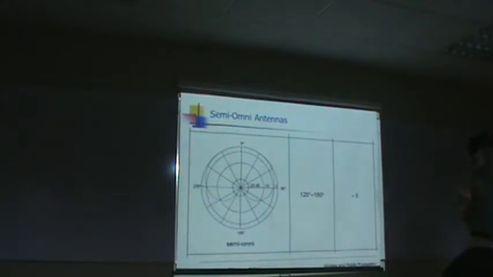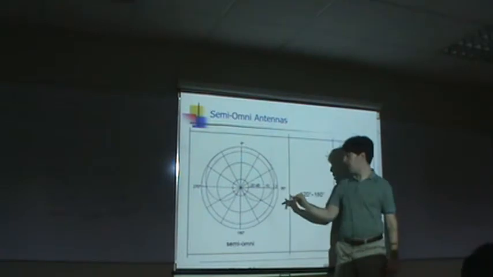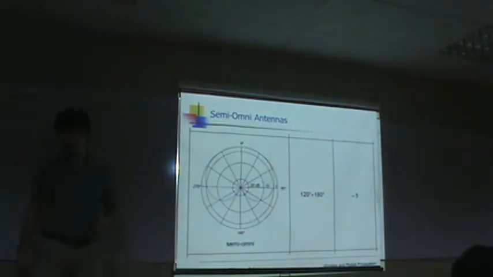It's ideal, for example, if you have to cover a corridor or this room. You put an antenna on the wall. There is no reason to have an omnidirectional antenna that radiates also towards the wall. So if you have to cover this room or a corridor, you choose a semi-omni antenna. Again, the gain is not brilliant because those radiation diagrams are still very wide.